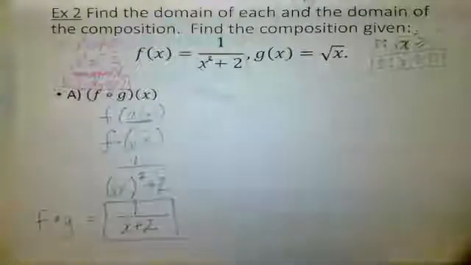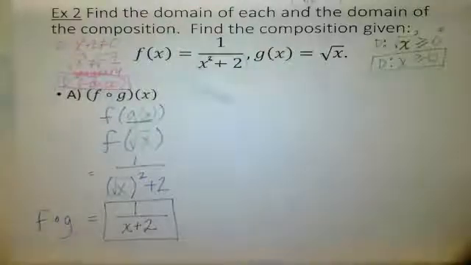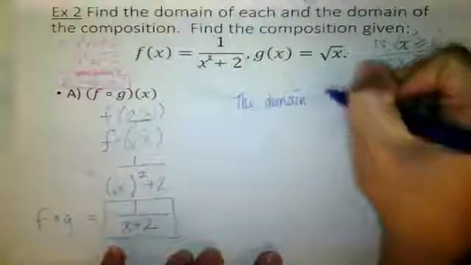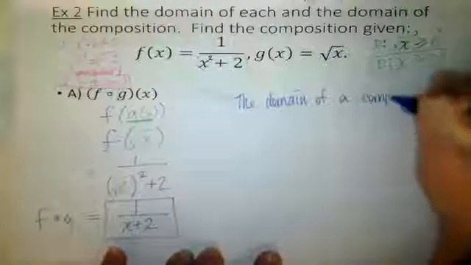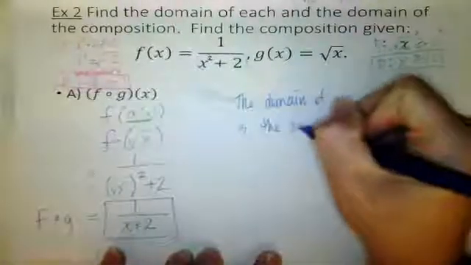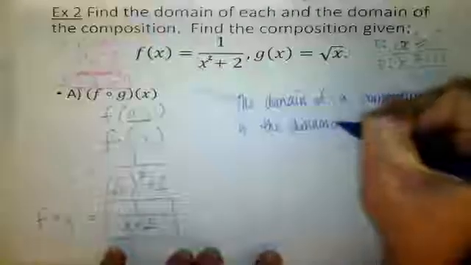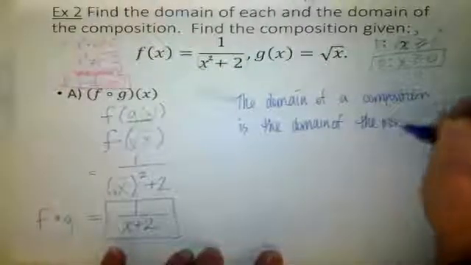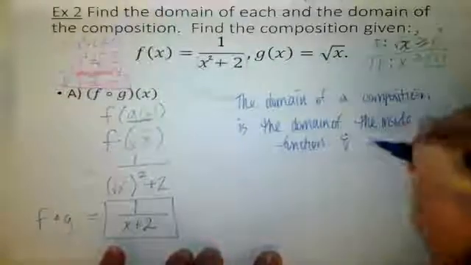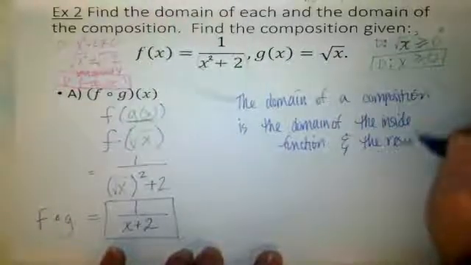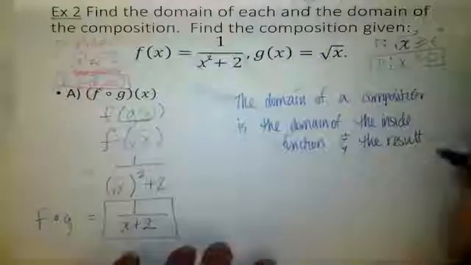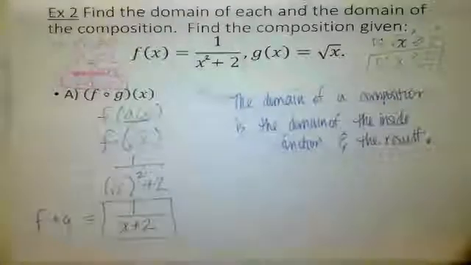Now the hard part. We need to actually find the domain of a composition. So write this down. The domain of a composition is the domain of the inside function and the result. So there are 2 pieces to domain, and we have to compare 2 different pieces.